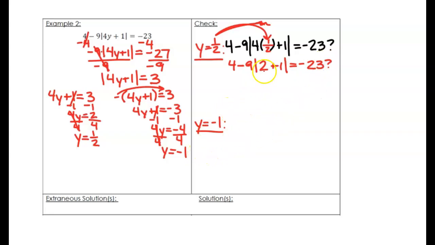Okay. Well, what is 2 plus 1? I'm still in the grouping part, or almost parentheses part of PEMDAS. I'm still working on this. So 2 plus 1 is 3, and the absolute value of 3 is just 3.